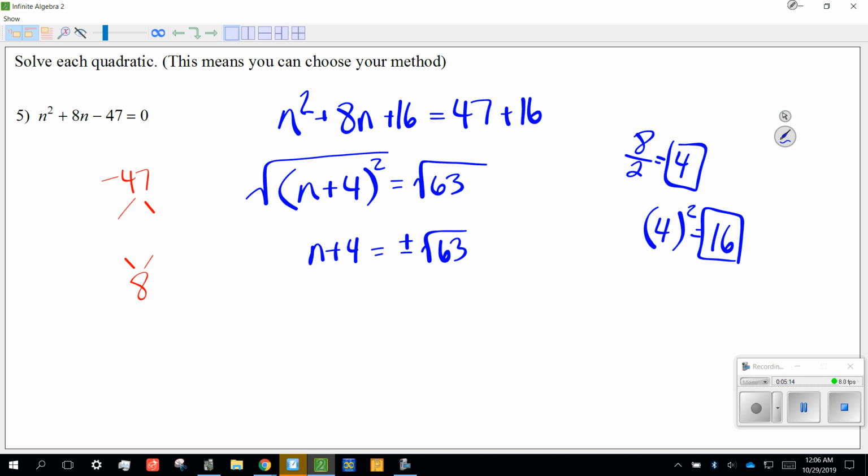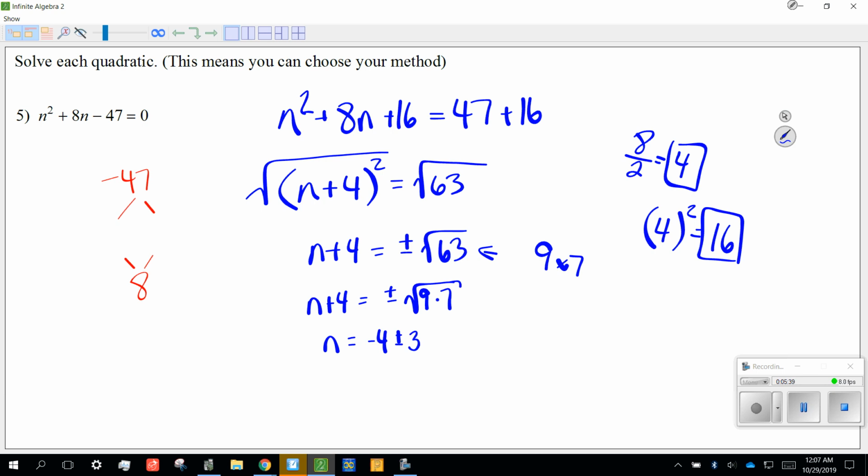Okay. So 63, that would be 9 times 7, right? Okay, so n plus 4 is equal to plus or minus the square root of 9 times 7. Okay, and we can take out the 9 and leave the 7 behind. So we get n equals negative 4 plus or minus 3, because that's the square root of 9.